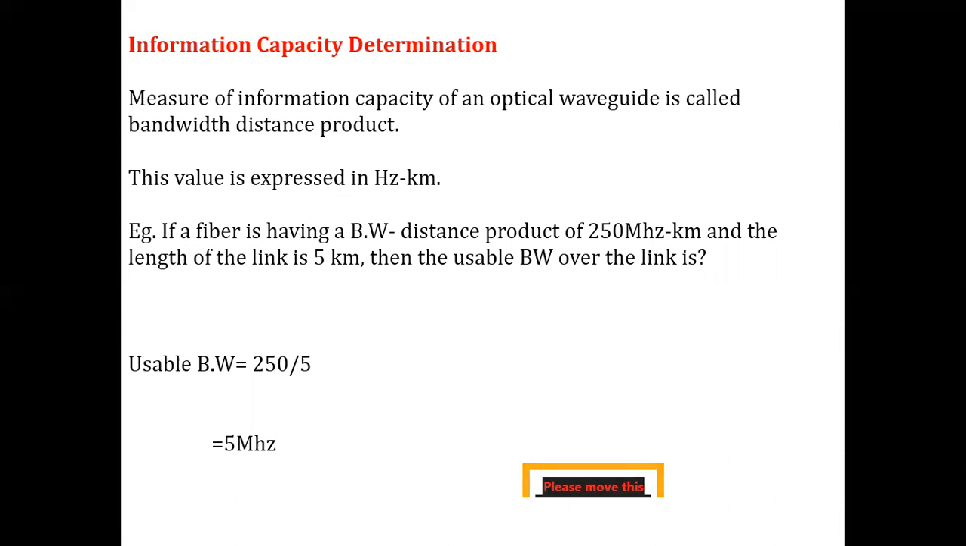So to find out the usable bandwidth, the formula is the ratio of bandwidth distance product to the length of the link or distance of the link. So here in the question, the bandwidth distance product is given as 250 megahertz kilometer, right? So here the usable bandwidth is equal to 250 megahertz kilometer divided by 5 kilometers. So 5 kilometer gets cancelled. So by simplifying this expression, we will get 50 megahertz. So this is the usable bandwidth, the information carrying capacity of a fiber optic.